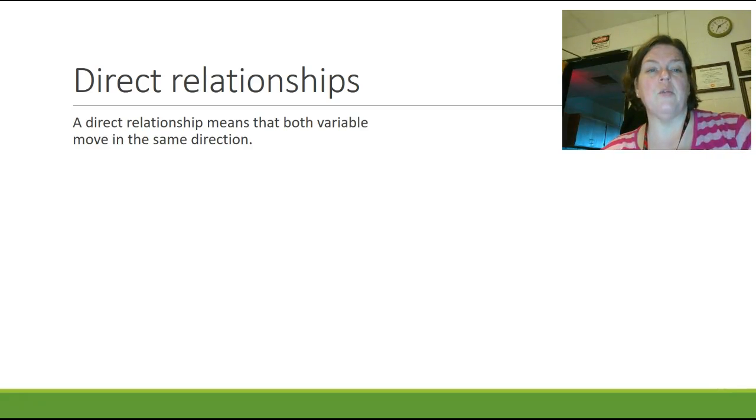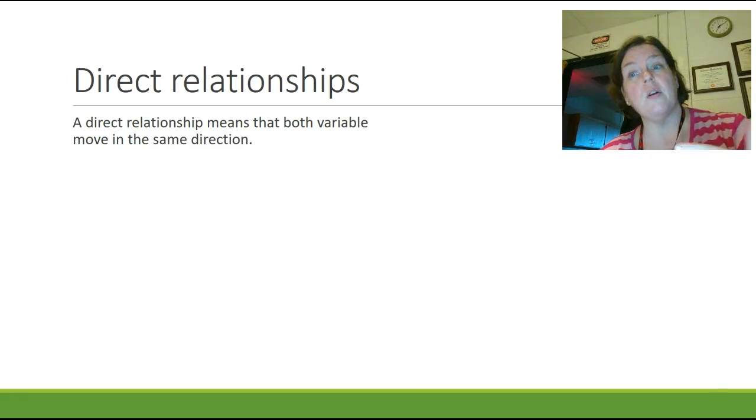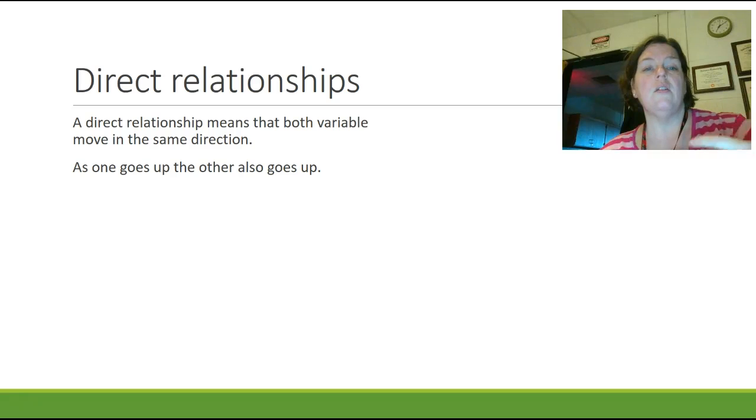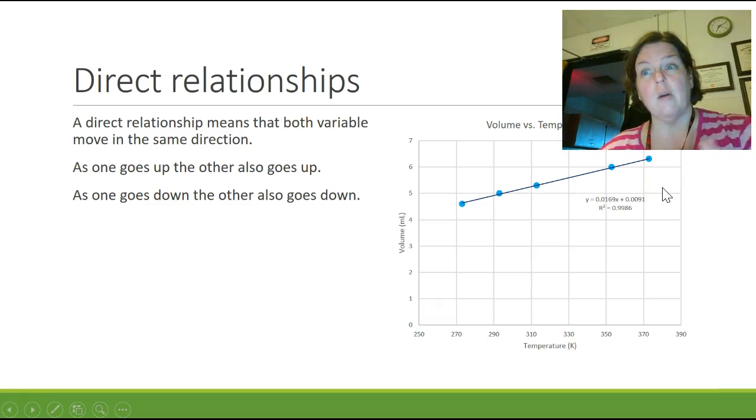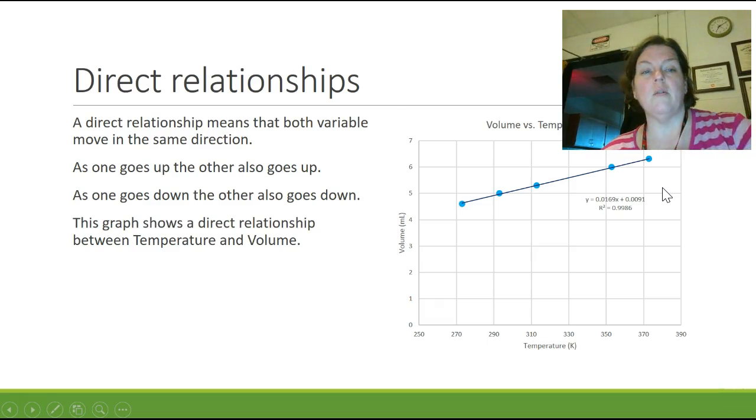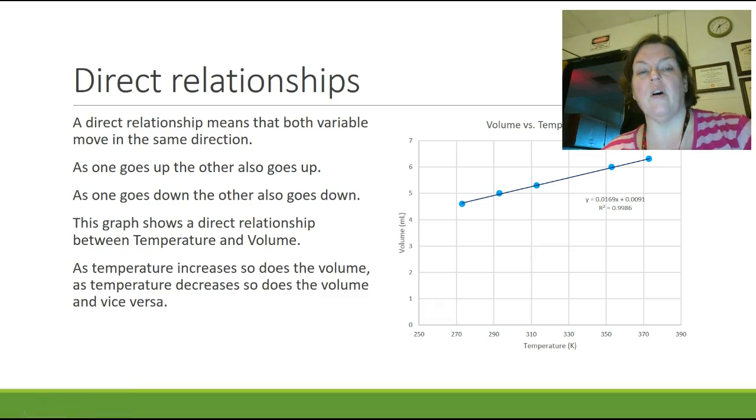Direct and indirect relationships. Direct relationships mean that both variables are moving in the same direction. When one goes up, the other goes up. When one goes down, the other goes down. We can see that in the graph we've been looking at. As volume is going up, what's happening to temperature? Temperature is also going up. Both of these directions, going up and going right, are increasing. Going down and going left mean decreasing. So this graph shows a direct relationship between temperature and volume. As temperature increases, so does volume. As temperature decreases, so does volume, and vice versa.